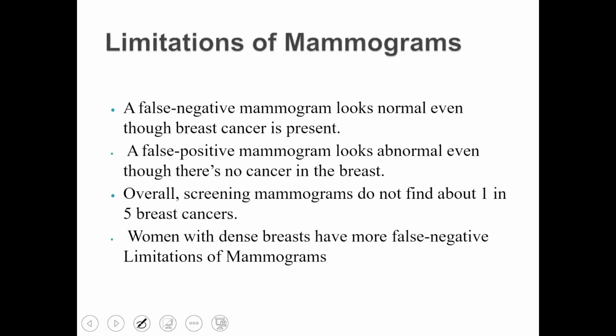So, limitations of the mammograph. A false negative mammograph looks normal even though there is cancer. Maybe there is an equipment problem or the technician has not taken a proper image, so it looks normal, but even then cancer is present. A false positive mammograph looks abnormal even though there is no cancer in the breast. Overall, screening mammography does not find about 1 in 5 breast cancers. So among 5 cases, only 1 is properly identified, so the accuracy is very low in that case. Women with dense breasts have more false negatives.